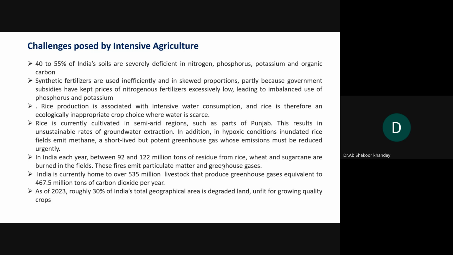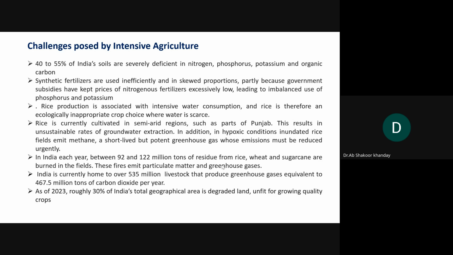Actually, why has there been a felt need for this regenerative agriculture? There are so many problems, some of the main challenges posed by intensive agriculture. For example, 40 to 55% of India's soils are severely deficient in nitrogen, phosphorus, potassium, and organic carbon.